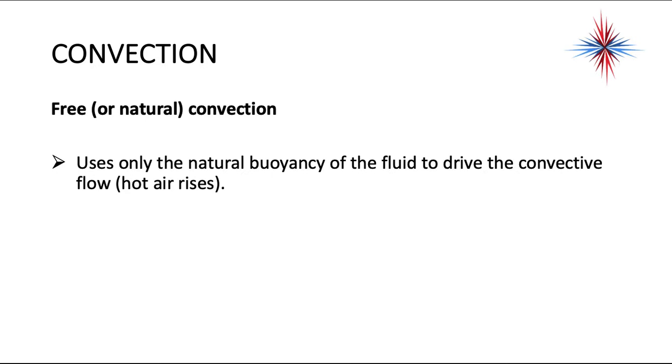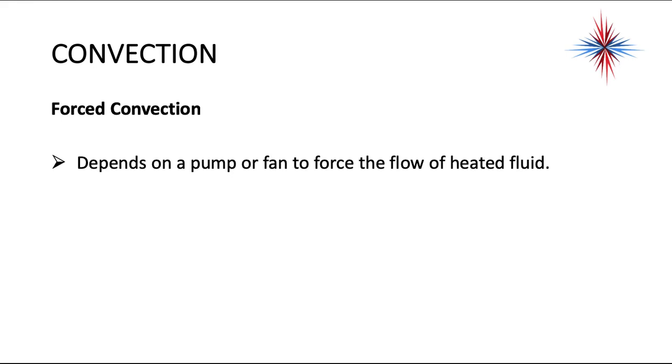Natural convection uses only the natural buoyancy of the fluid to drive the convective flow. Hot air rises. In the winter time, again, the cold air cascades down windows, creating unpleasant drafts. In a good design, these drafts are countered by rising currents of heated air from a register or radiator located below the window. Forced convection depends on a pump or fan to force the flow of heated fluid. So convection, again, is the movement of air or fluid to move the heat around a space.